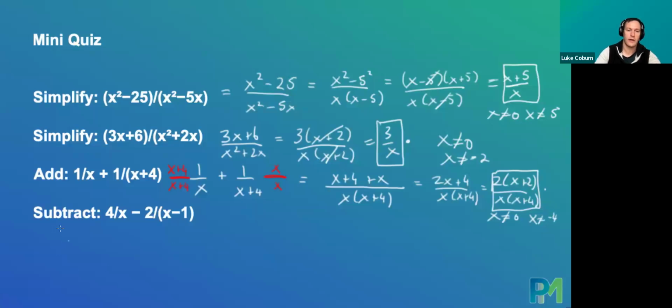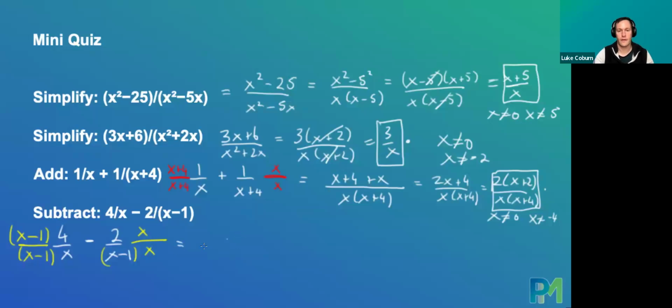Okay, so then the next one is 4 over x minus 2 over (x minus 1). And then we're going to put the line here, the line here. What's going to go here and here? It's going to be x minus 1, the other denominator. Okay, as soon as we've done that, we have x times (x minus 1). We've got 4 times (x minus 1). We've got minus 2x.